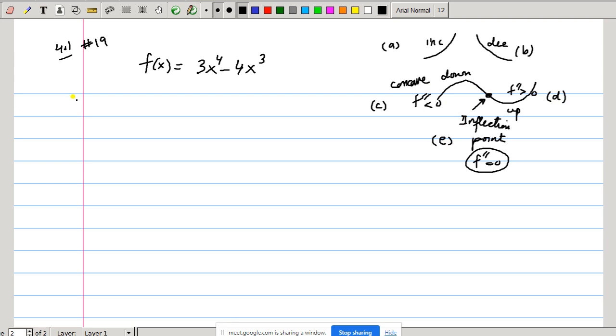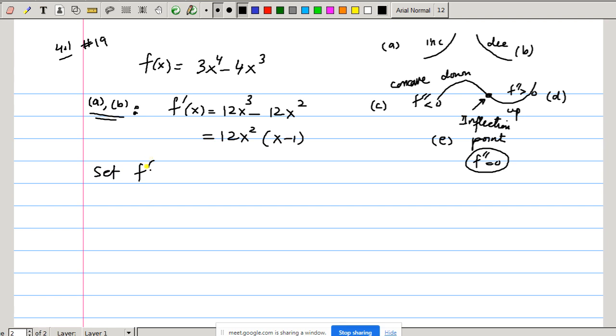So I will do A and B together, of course. For intervals of increase and decrease, they both will be answered in one go. So what we will do, I will find the first derivative, which is 4 times 3, 12x cubed, minus 4 times 3, 12x squared. If I set it equal to 0, 12x squared is common, into x minus 1. So if I set f prime of x equal to 0, this will give me 12x squared into x minus 1 equal to 0. So from here your x will be 0, and from here your x will be 1. So I got 2 points, 0 and 1.